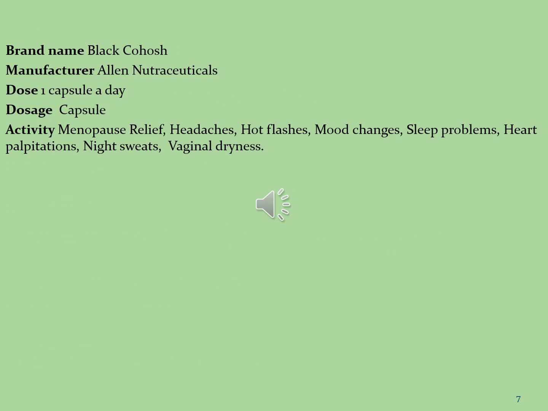This is another brand that has been launched by Ali Nutraceuticals, and the name of this brand is Black Cohosh. We take its dose 1 capsule per day and it is formulated in capsule dosage form. It is rich with pharmaceutical and medicinal applications because it is used for a large number of conditions that include menopause, sleep, headache, hot flashes, mood changes, sleep problems, heart palpitations, night sweats, as well as vaginal dryness.